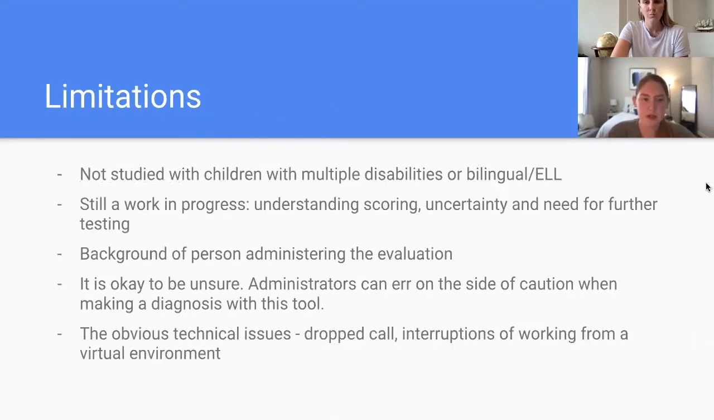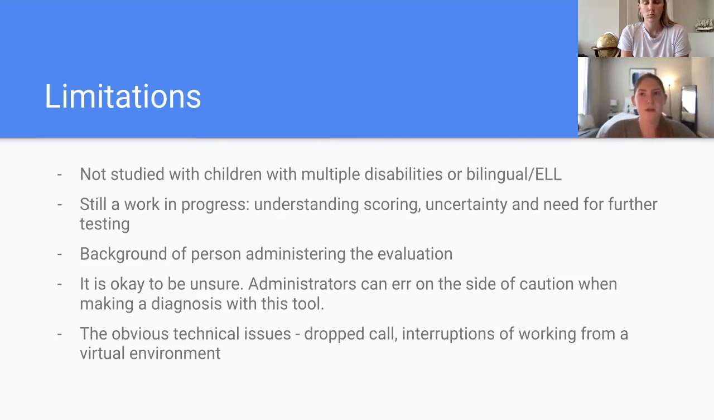So next, we want to talk about some limitations of the TELE-ASD-PEDS. This tool has not been studied with children with multiple disabilities, or who are bilingual or English language learners. So there's still more research that needs to be done in these areas. And like we've mentioned before, this is still a work in progress. They're still trying to understand the scoring, and there's still some uncertainty and need for further testing. And there's also not a lot of clarity around the background of the person administering the evaluation.